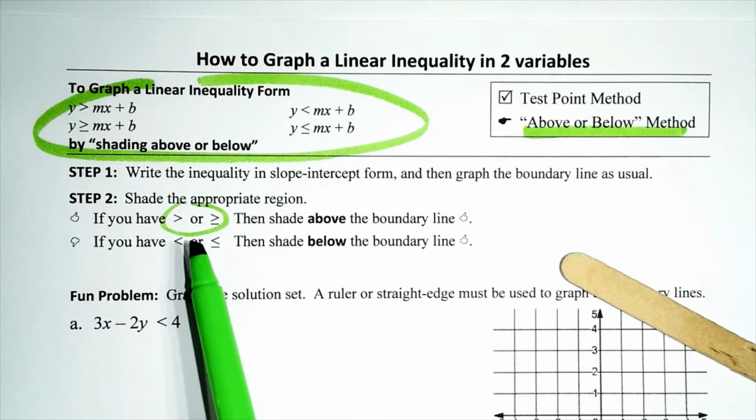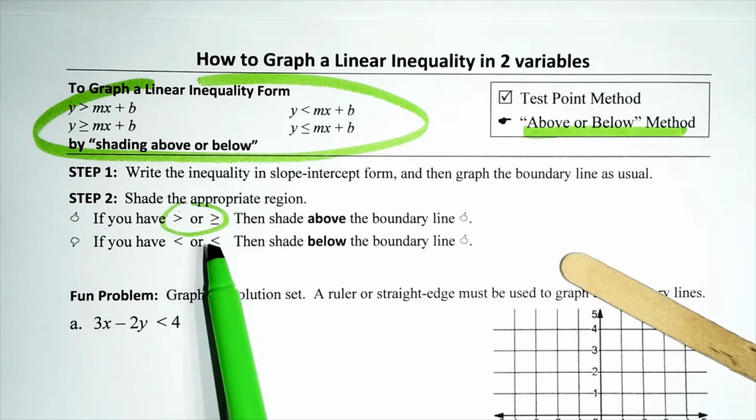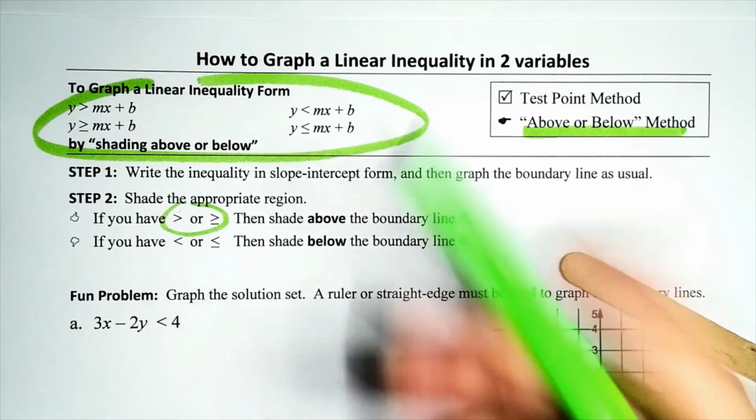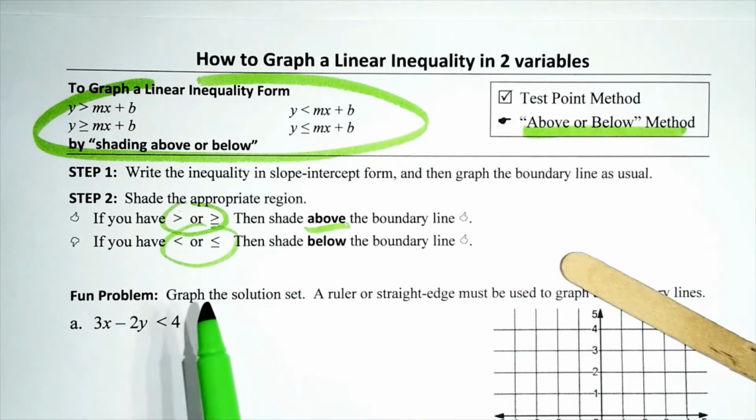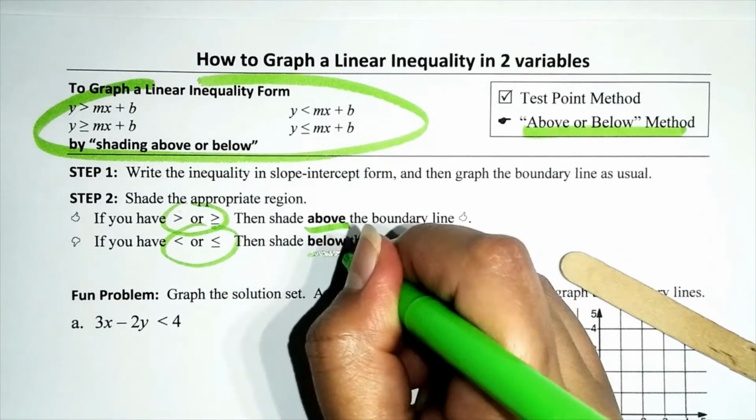If the inequality symbol has one of the is greater than, or is greater than or equal to, then we're going to shade above the boundary line. But if the inequality symbol has one of the is less than, or is less than or equal to, then we're going to shade below the boundary line.